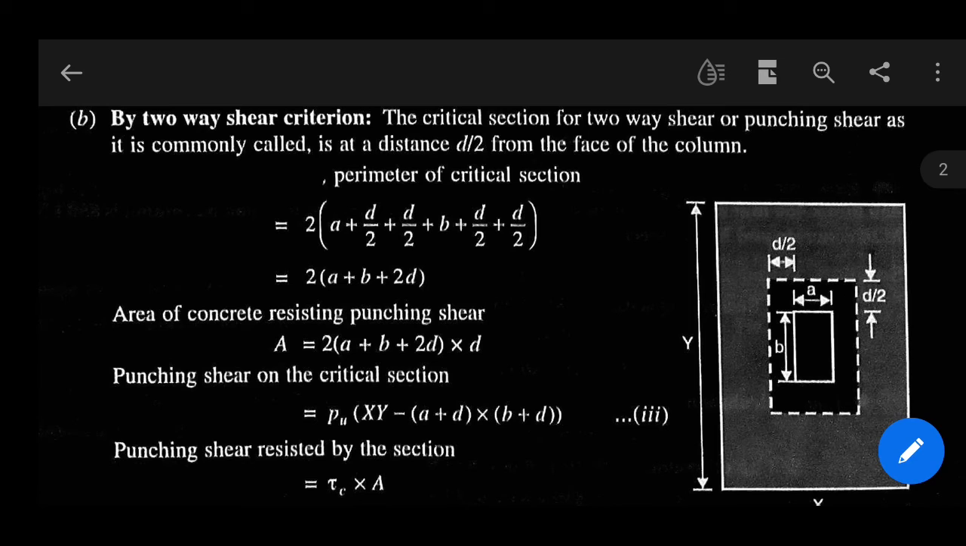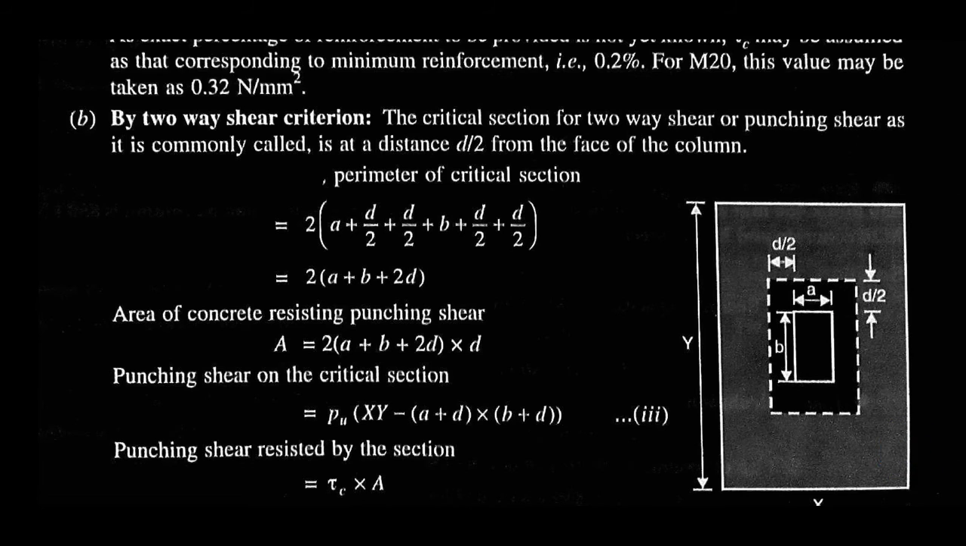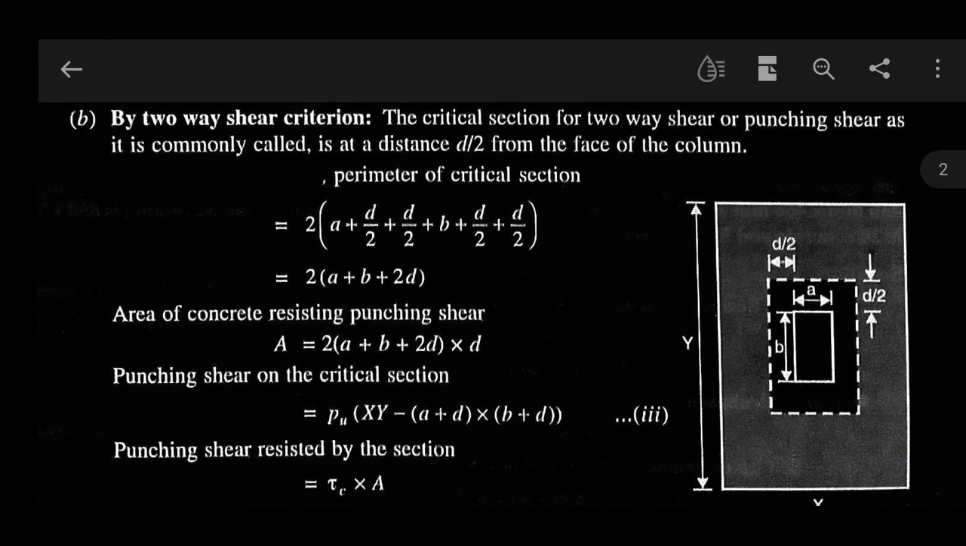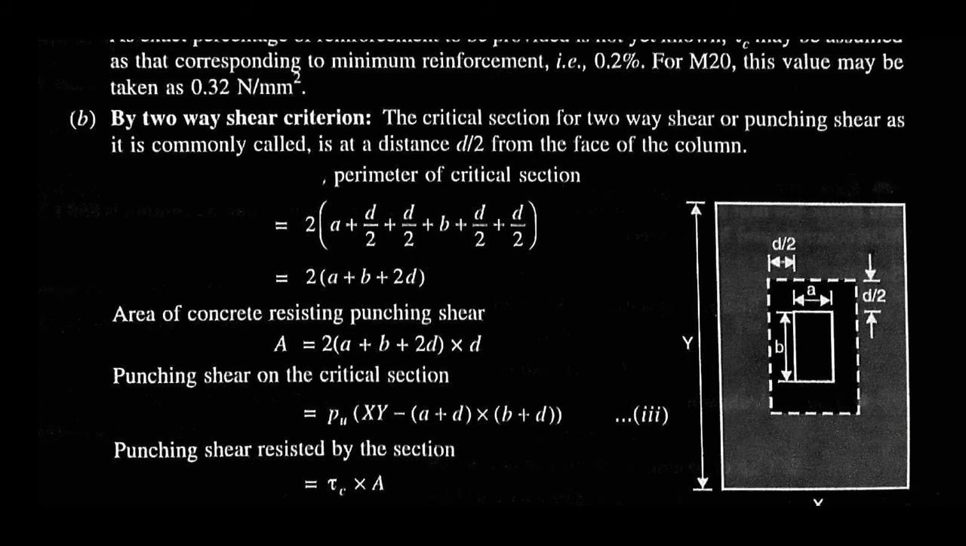So the perimeter of the critical section will be 2 into (a plus d by 2 plus b plus d by 2 plus d by 2 plus d by 2). So this is equal to 2 into (a plus b plus 2d), right? Now the area of concrete resisting punching shear, area A, is equal to 2 into (a plus b plus 2d) into depth d. That will be the area of concrete for resisting punching shear.